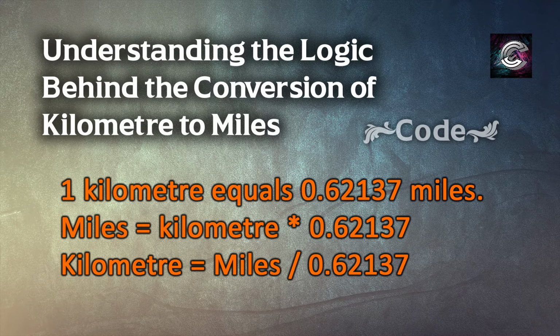As we know, kilometer and miles represent the unit of length. 1 kilometer equals 0.62137 miles. Miles equals kilometer into 0.62137, and kilometer equals miles by 0.62137. Hence, the value 0.62137 would be considered as the factor of conversion or the ratio for converting units.